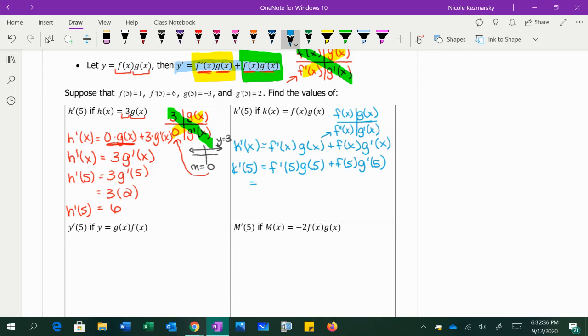Evaluating, f prime of 5 is 6, g of 5 is negative 3, plus f of 5 is 1, g prime of 5 is 2. So we've got negative 18 plus 2, which means k prime of 5 is negative 16.